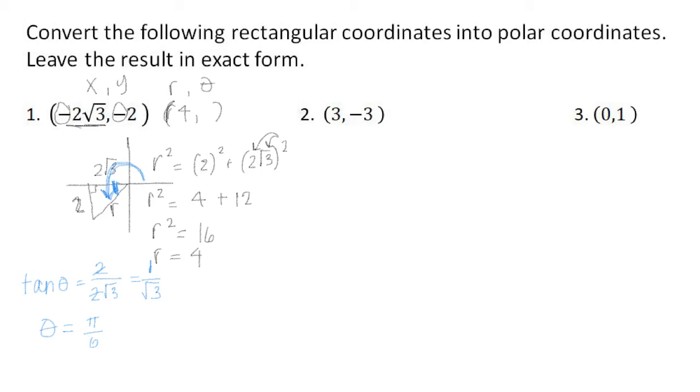Now, the way we define theta is going to be the shortest distance, or the smallest distance, around. So if I go this direction, that's 180 plus pi over 6, and that's not going to be our shortest distance. Actually, our shortest distance, and this is going to seem strange, is going to be from here to here.